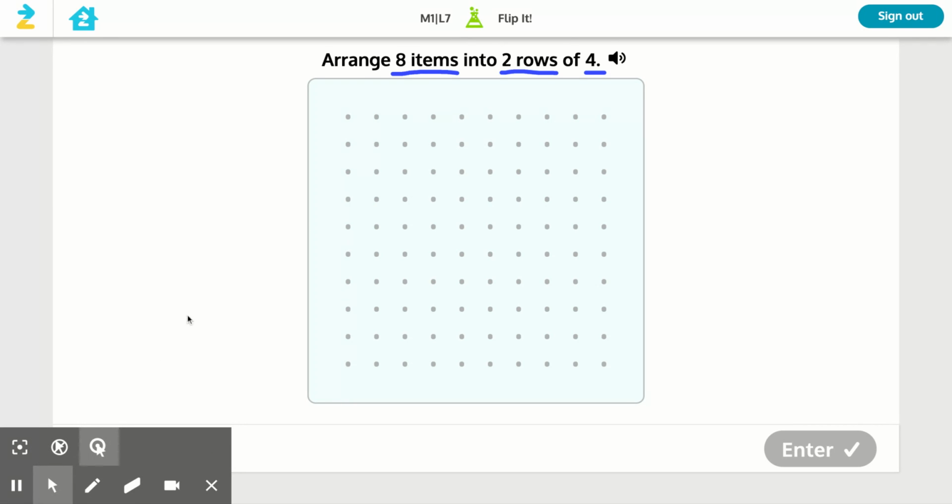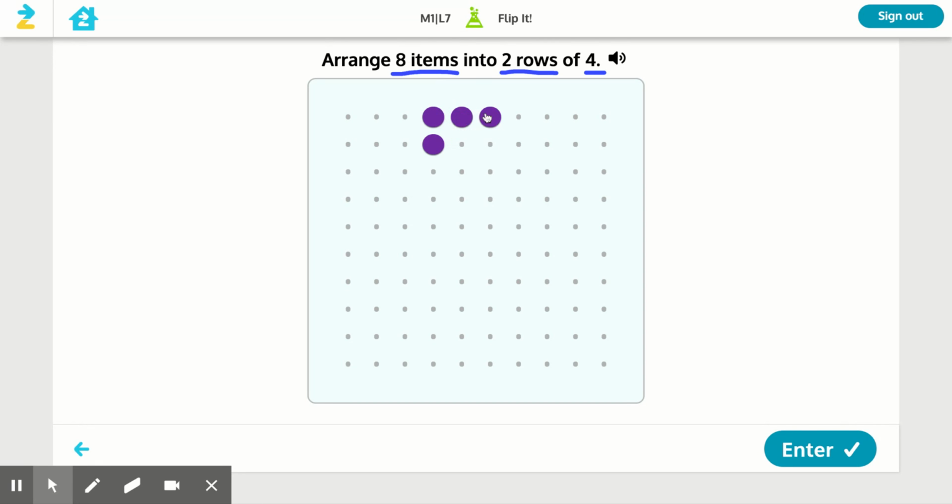And so as I've shared with you before, when I make an array, I always start with my rows. And so for this problem, we have 2 rows. Here's my row number 1, and here's my row number 2. And then I'm going to place my items in each row. For this problem, I need 4 items in each row. 1, 2, 3, 4. And then my second row also gets 4 items. 1, 2, 3, 4.